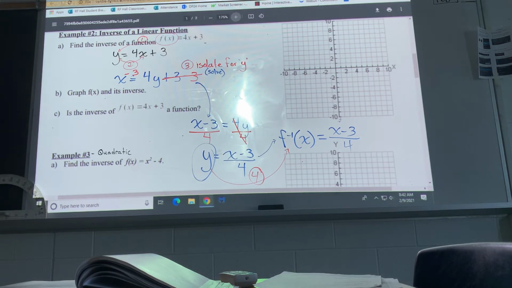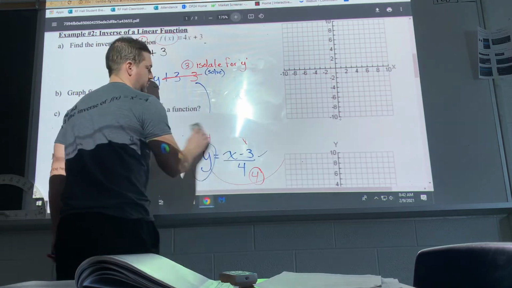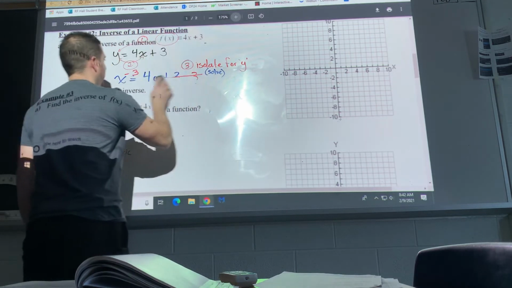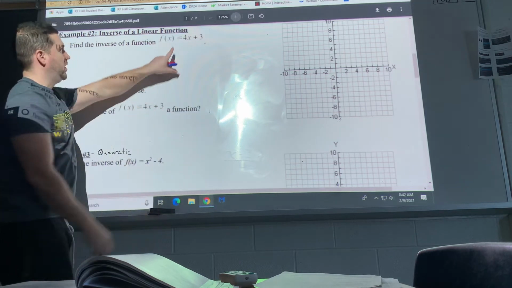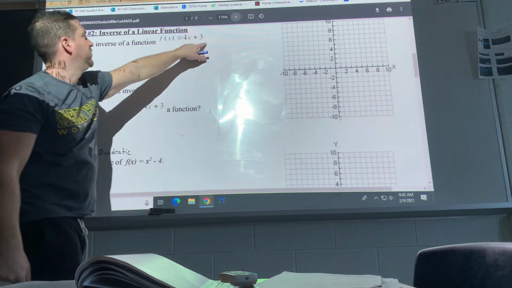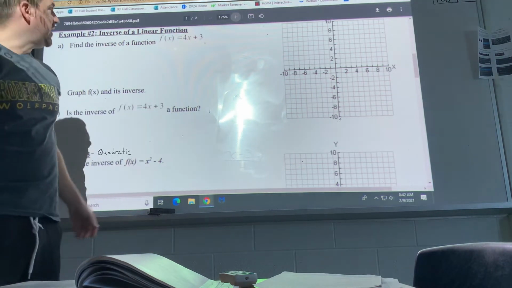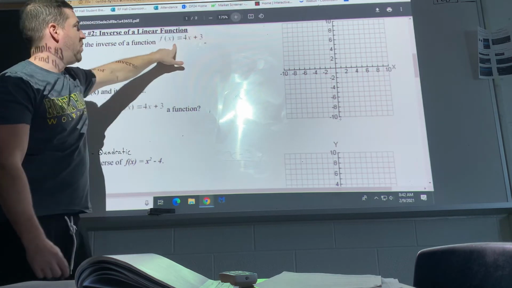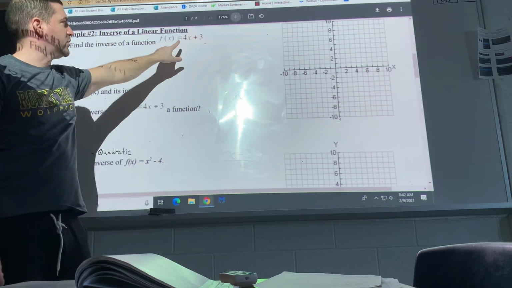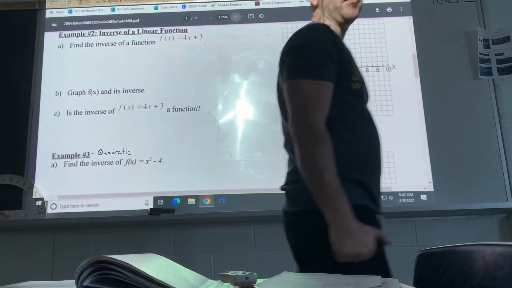Okay, so the second part of the question says to graph f of x and its inverse. So now I'm going to graph it. What I'm going to do is just graph the first one. I'm just going to graph the function f of x equals 4x plus 3 because that's easy. See if you guys remember this from grade 9 and 10. If I have y equals 4x plus 3, where do you start with your graph?